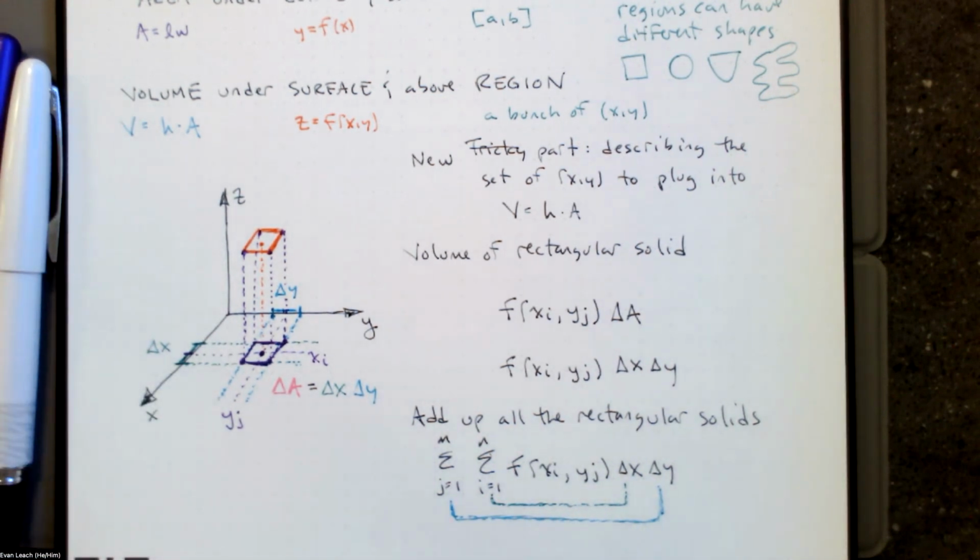Note that the thinking was the same. I'm chopping up my region, whatever my region might look like, so that I've got a bunch of delta x's and a bunch of delta y's. I'm just looking at it as a bunch of squares, or rectangles. And for each of those rectangles, I evaluate the function at some point in that rectangle.